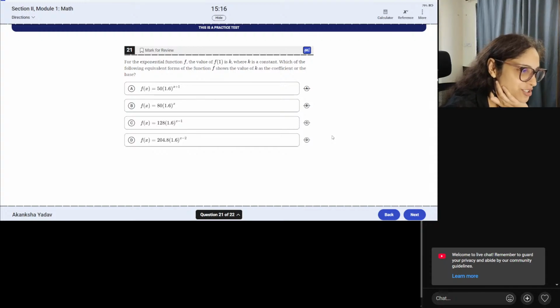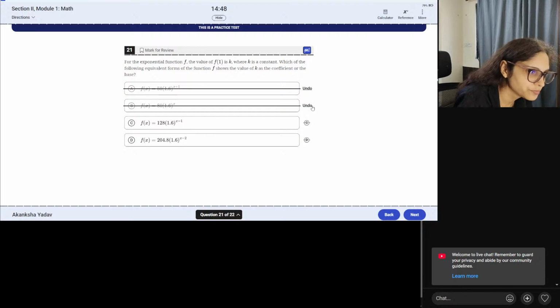For the exponential function, value of f of 1 is k. K is a constant. K should be coefficient or base. So basically, when you put x is equal to 1, the answer you should get should be k. So in the first one, if you put x is equal to 1, it is 50 times 1.6 squared. You're not getting 50. It's not the coefficient, it's not the base. Gone. 80 times 1.6, that's not 80, that's not 1.6, that is gone.